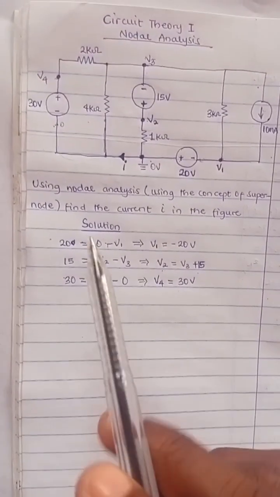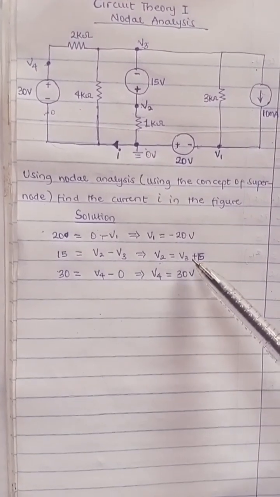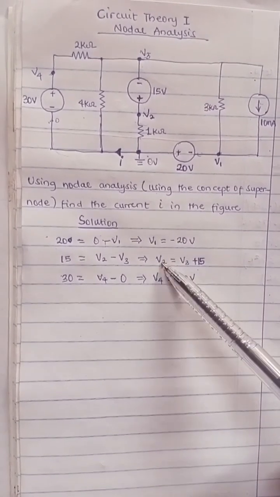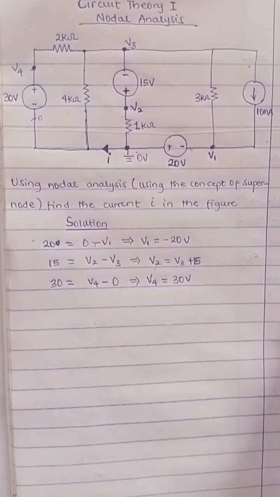Then we can see that almost all the voltages are known. V1 is known, V4 is known, but we don't know V3 yet. Once you know V3, we automatically know V2. Is that taken? If so, we'll delve into applying nodal analysis.